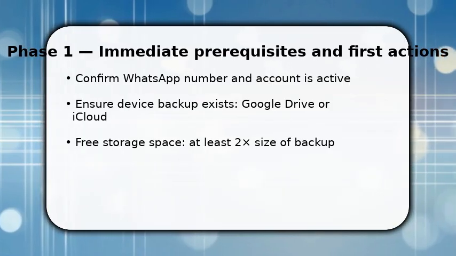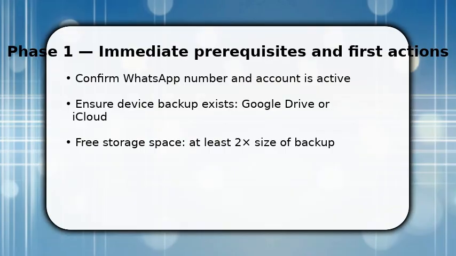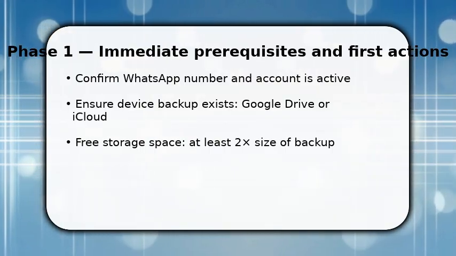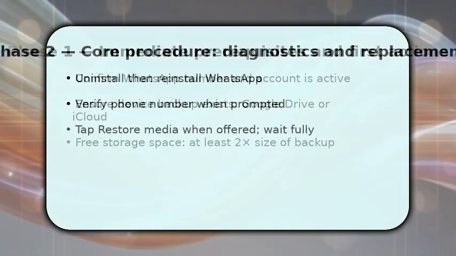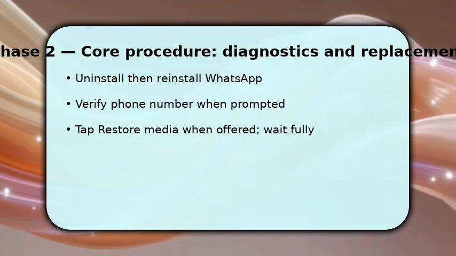Make sure WhatsApp has permission to access storage and your cloud account. If not, grant permissions now so the restore can proceed without interruptions. Now uninstall WhatsApp and reinstall it. This forces the app to detect backups.